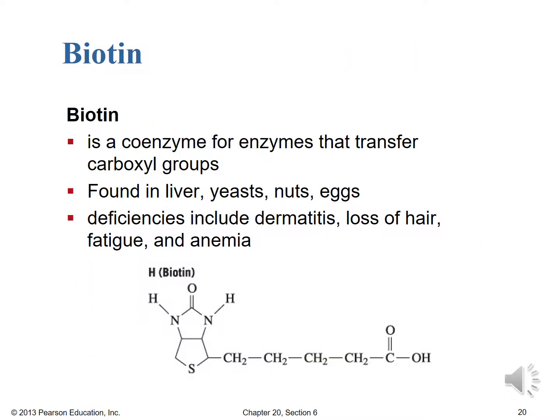Okay, and rounding out our water solubles, we have biotin here, which is a coenzyme for enzymes that transfer carboxyl groups. It's found in liver, yeast, nuts, and eggs. Deficiencies, again, like many of the B vitamins, we'd have dermatitis. This time we also see loss of hair along with fatigue and anemia, which we saw before for the Bs. Technically this is vitamin H, although it's much more commonly known by the name biotin.